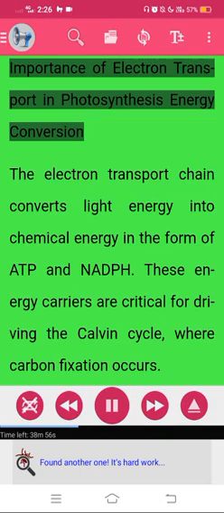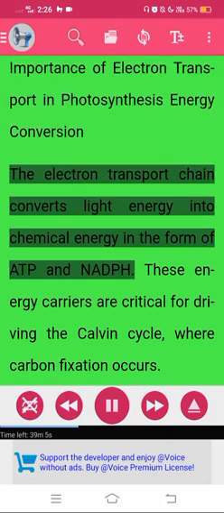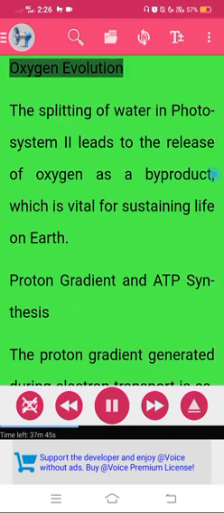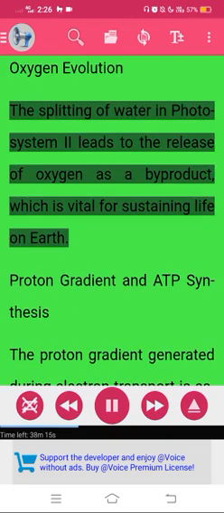Importance of electron transport in photosynthesis energy conversion. The electron transport chain converts light energy into chemical energy in the form of ATP and NADPH. These energy carriers are critical for driving the Calvin cycle, where carbon fixation occurs. Oxygen evolution. The splitting of water in photosystem II leads to the release of oxygen as a byproduct, which is vital for sustaining life on Earth.